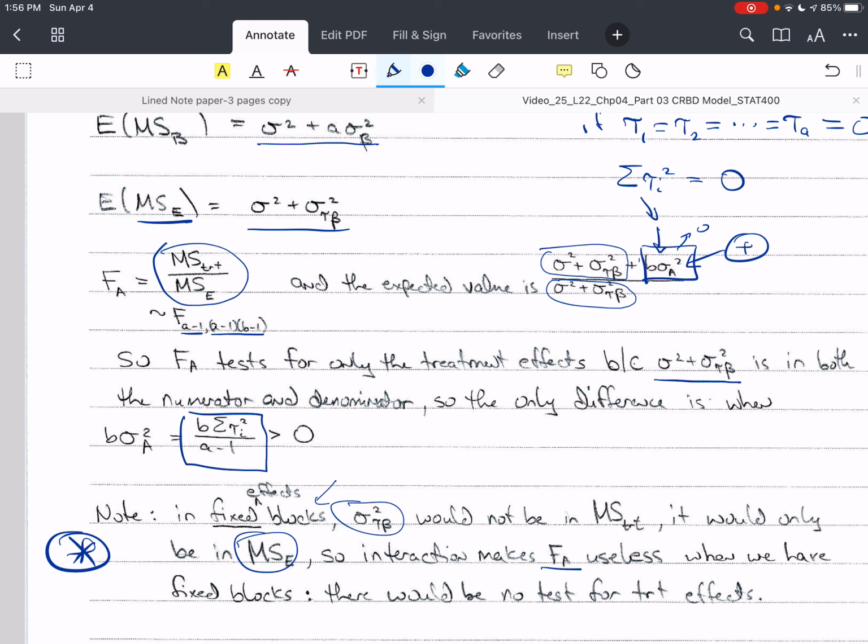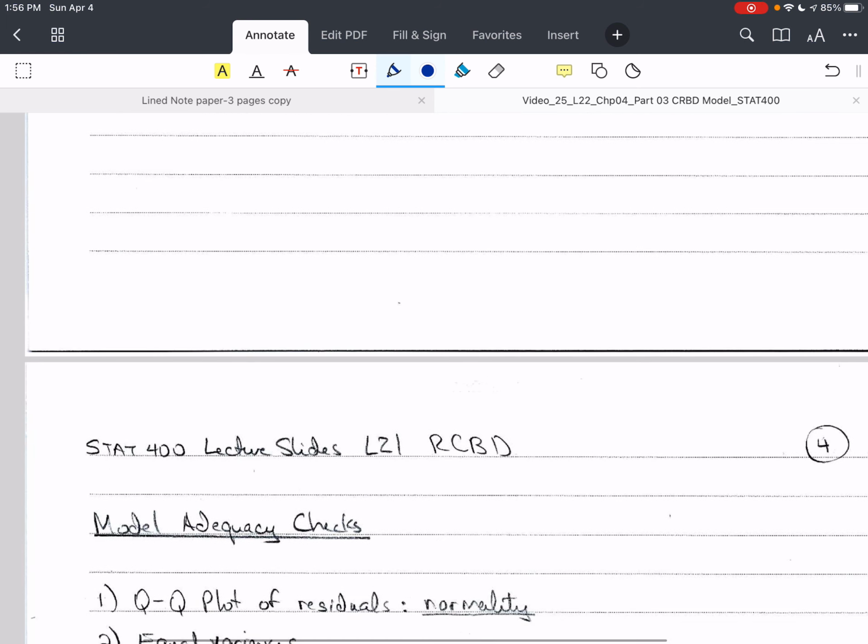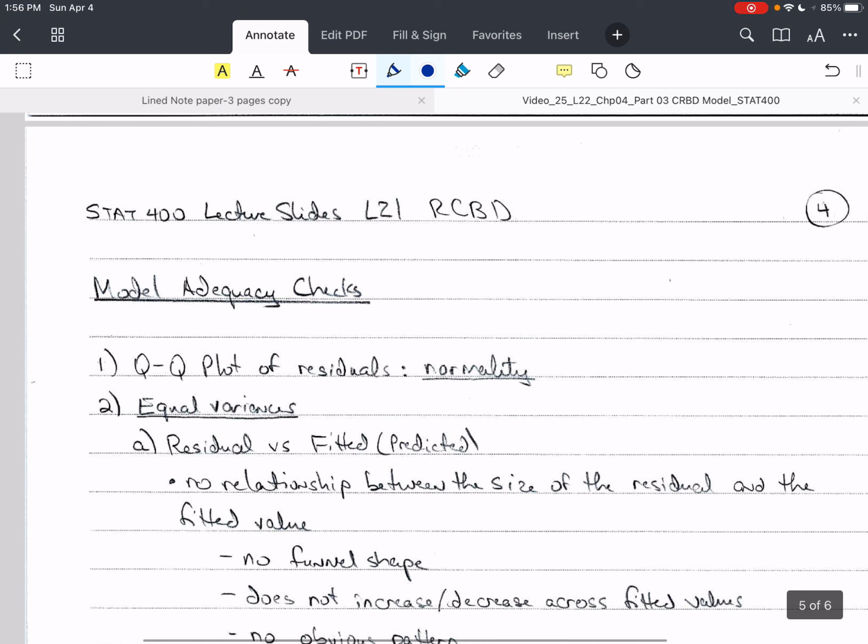You need to be able to tell whether there's interaction or not, so that if you have a fixed effects model, you know that you can't do anything without getting rid of the interaction. So you may need to do replicates of the experiment so you can use a factorial model to analyze.